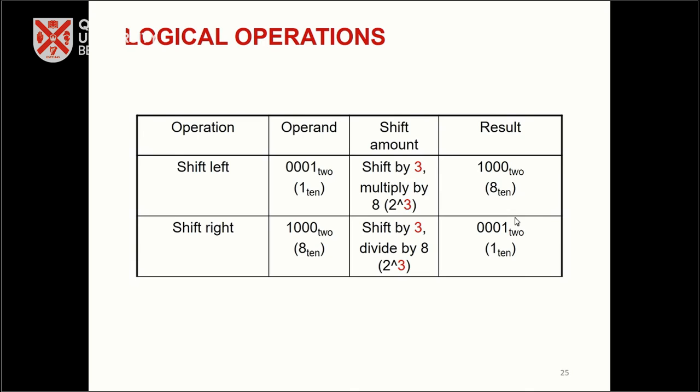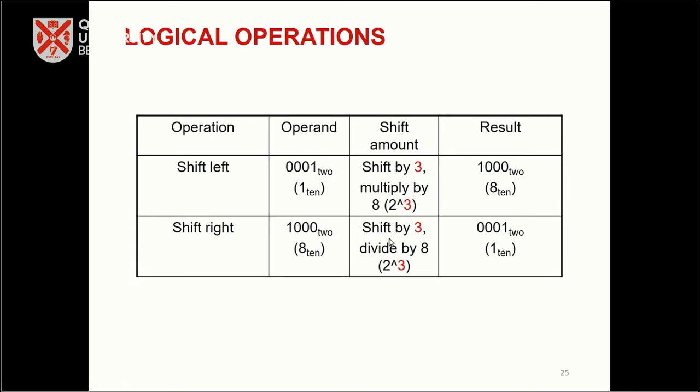So this is just a summary of shift left and shift right. You have here in red the number of positions you shift. If you do 2 to the power of the number of positions you shift, then you have the number by which you are multiplying or dividing.